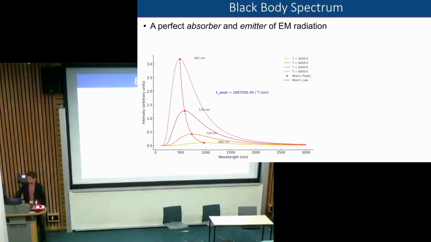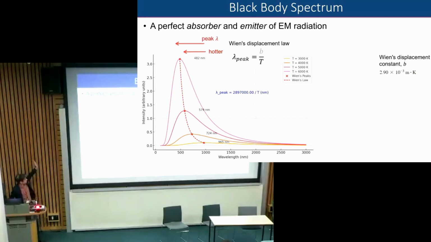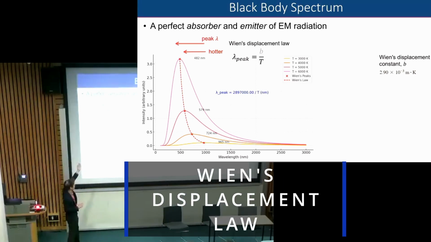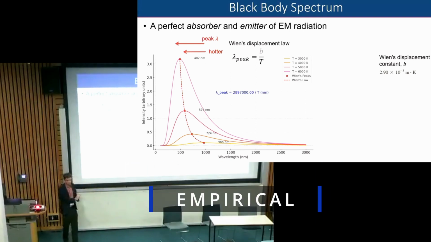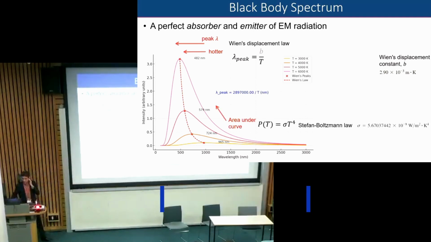So that's explained by, or fitted by, a displacement law, which I'll show you in a second. But just to spell it out, hotter is going off to the left there, and therefore the peak wavelength is also going off to the left there. And this is called Wien's displacement law. It's an empirical law based on what we observe experimentally. Again, it wasn't very well able to be explained by classical physics.